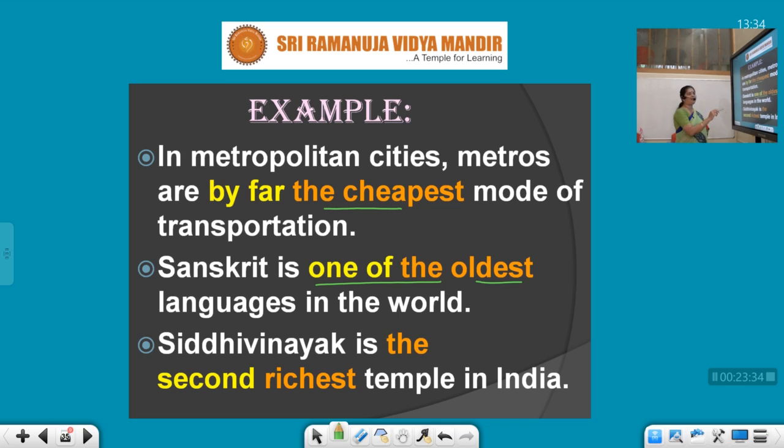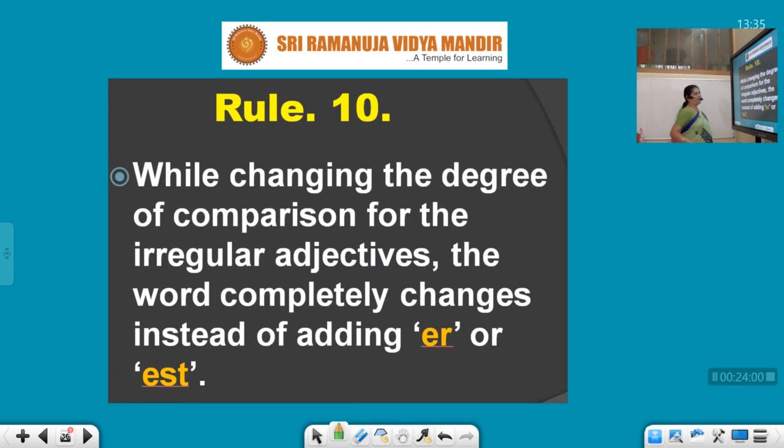Siddhivinayak is the second richest temple in India. Second richest means another richest temple is also there along with Siddhivinayak. So I am not trying to show that this is the only superlative, but along with it I am trying to show that something else is also superlative. So this is how you are going to use superlatives, that means the highest degree compared with other degrees. I suppose you understood your rule number 9.